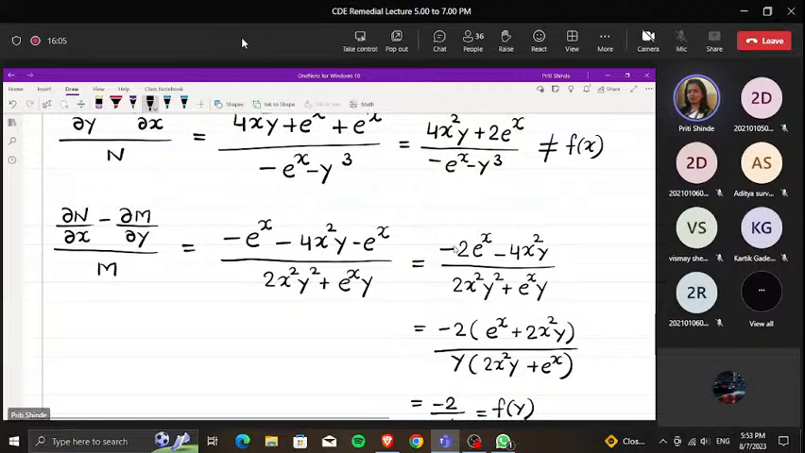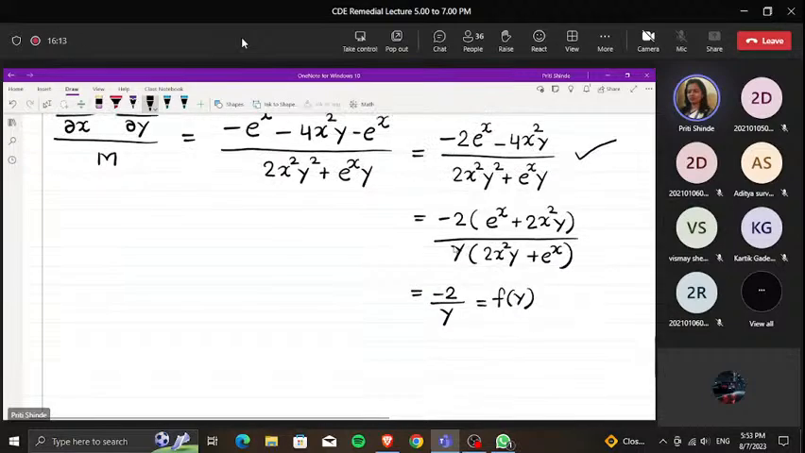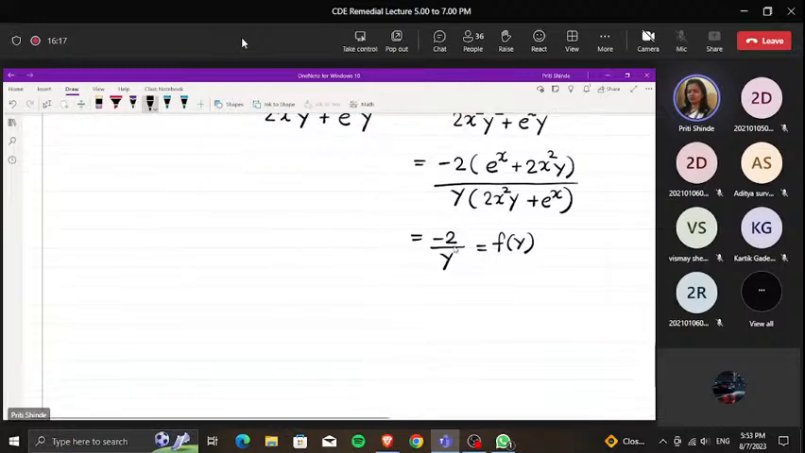If you simplify only up to this point, here you can see a combination of x and y. You have to simplify further. Take the common part, and then finally after simplifying we get a function of y only. So yes, since it is a function of y only, we can apply rule number 4. So the integrating factor is e raised to the integration of f of y dy.